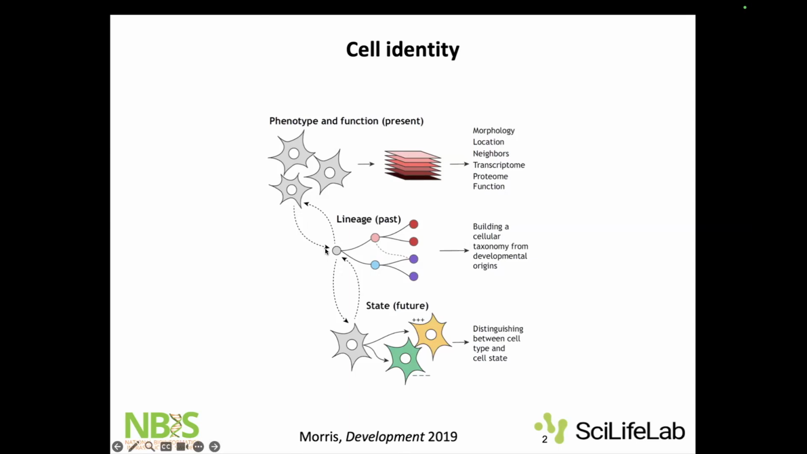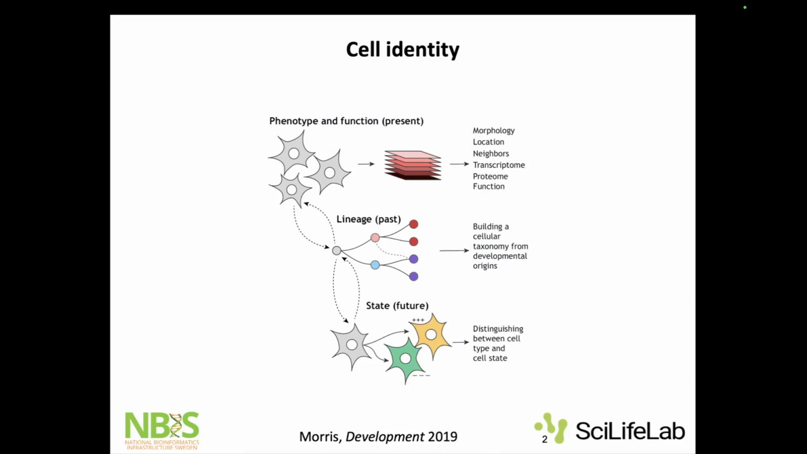The second pillar here is lineage, which tells us about the past state of the cell. So we can have a taxonomy from developmental origin, for example, where these cells are coming from. And the third pillar is state, which tells us about the future of this state, or the phenotypes that the cell type can get if it's under a certain condition, or a disease condition or something. Those are states of the cells. They are not different cell types. So we want to make that clear here.